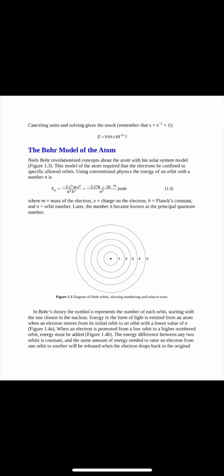The Bohr model of the atom. Niels Bohr revolutionized concepts about the atom with his solar system model. This model of the atom required that the electrons be confined to specific allowed orbits.